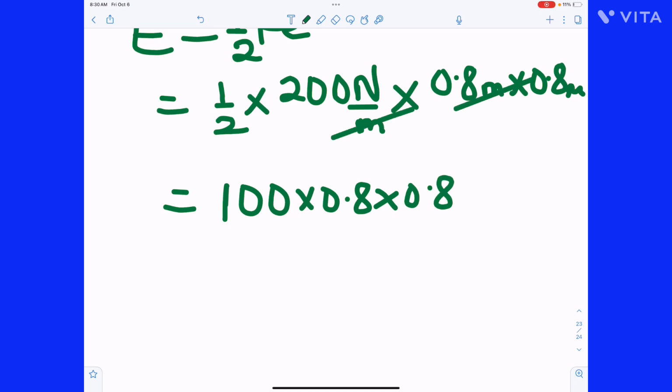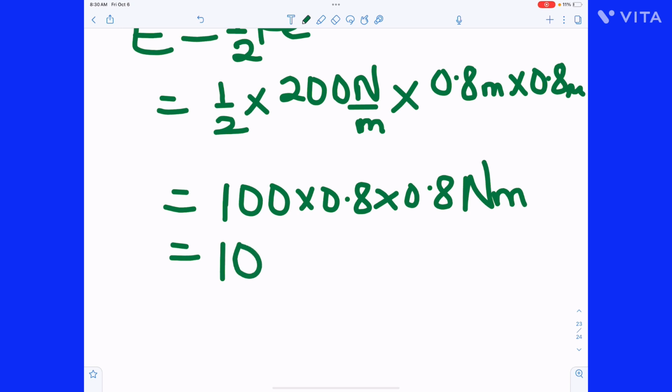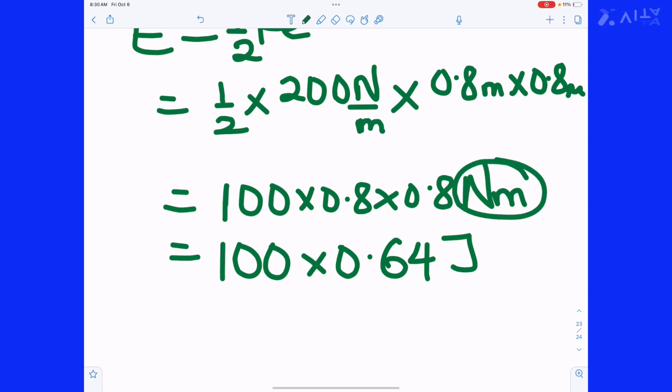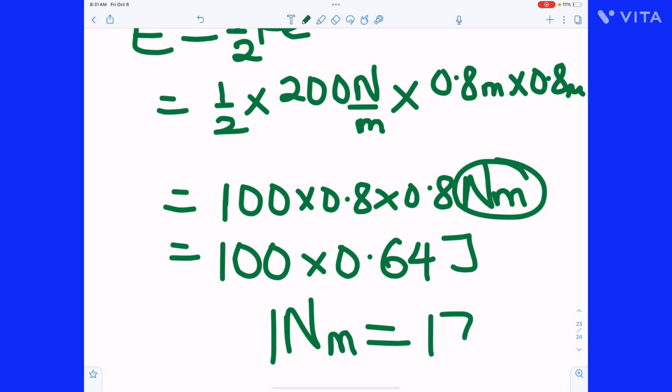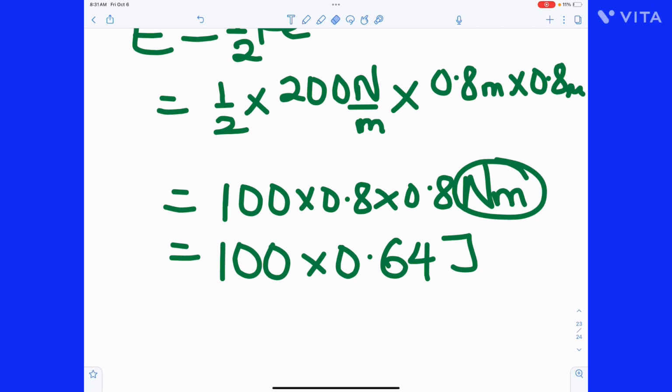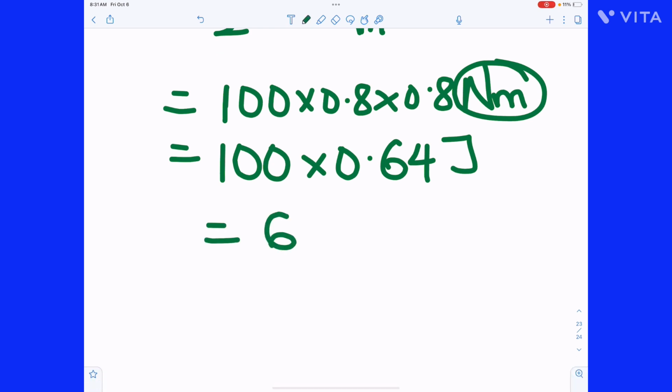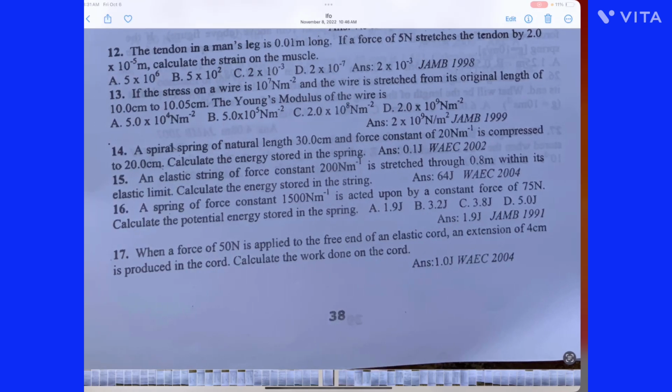Newton meter will cancel meter, so I have just newton meter left. Half of 200 is 100, so that gives me 100 times 0.8 times 0.8 newton meters, which is 100 times 0.64 joules. In physics, force times distance, 1 newton meter is equal to 1 joule. So we can change our SI unit from newton meter to joules straight away. That's 64 joules. The energy stored in the spring is 64 joules.